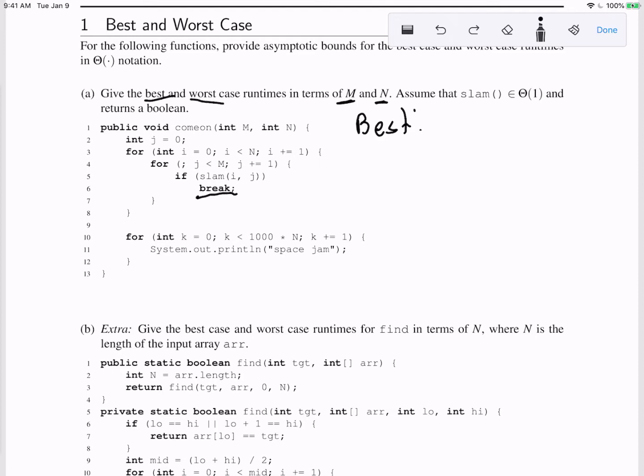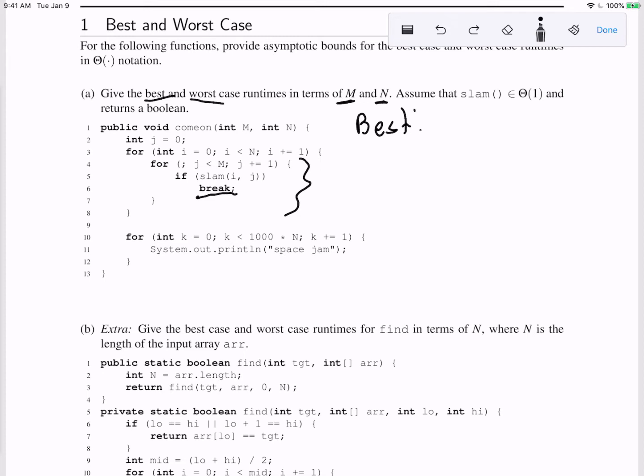Okay, so if that's true, then this loop from line 4 to line 7, the loop with j in it, is only going to run once for every iteration of the loop on line 3, right? Because this whole loop is going to break on the first iteration if somehow slam of I and j is always true. And so for the best case analysis, we can assume that. That's something we're going to assume, that the input is such that slam I and j is always true, so we always get to take the break statement.